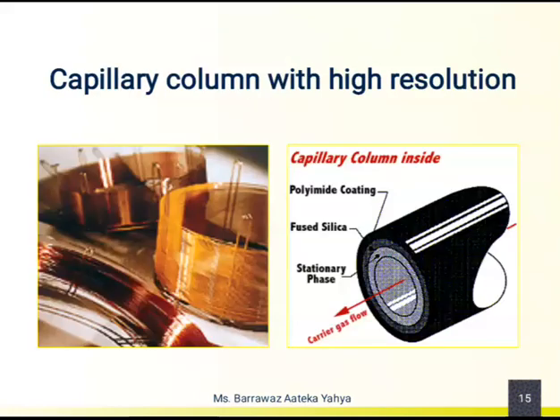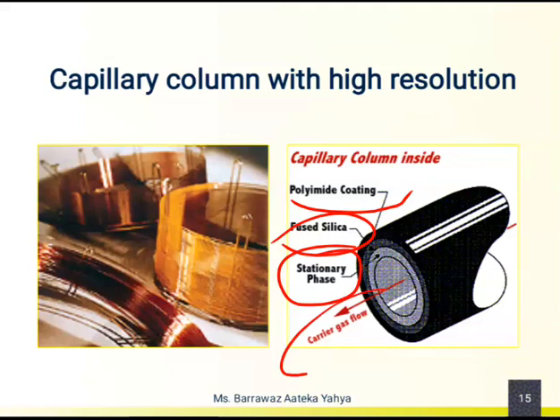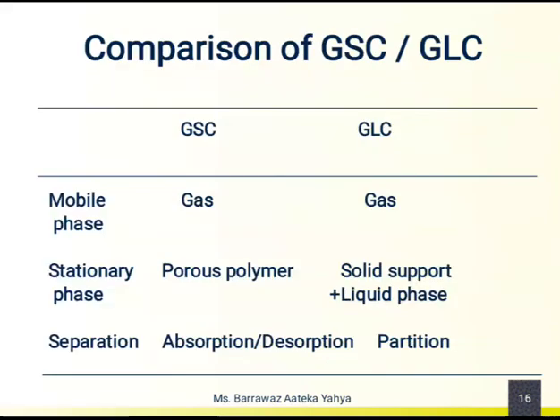This is a large resolution image of the capillary column, in which you can clearly observe that there is a polyimide coating, over which the fused silica solid support is there, and a stationary phase is coated, and through the internal diameter the carrier gas is flowing. The carrier gas is an inert material, whether it is helium, nitrogen or hydrogen, or based on the sample we can vary our carrier gas.